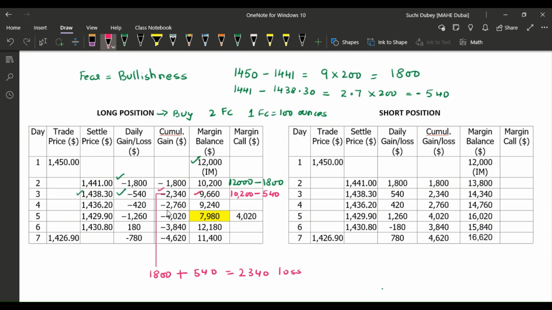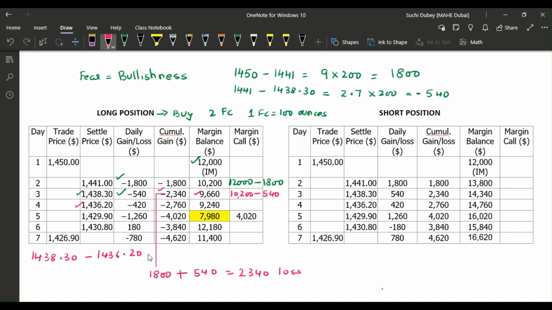On the fourth day, I was expecting the same thing, that maybe bullishness is there. Unfortunately, bullishness is not there. So again, you have seen that the prices have gone down. This time, how much is the dip that has taken place in the prices? It is 2.1, right? How did we get this 2.1? Again, I'll show you. So what was the previous price? 1438.30.